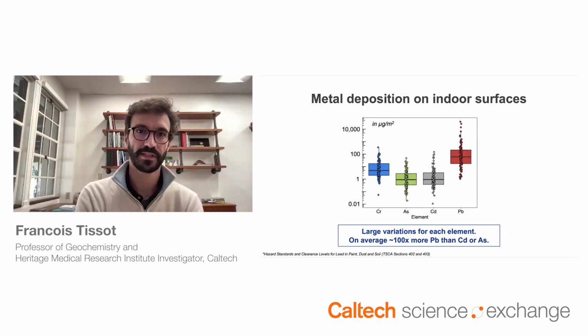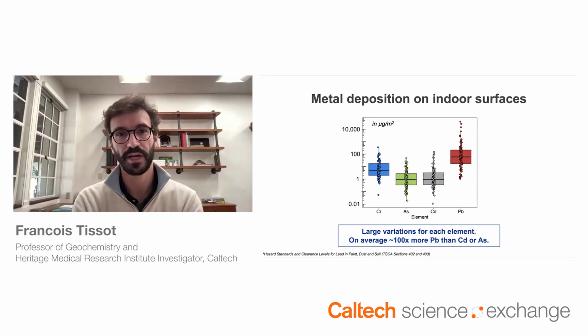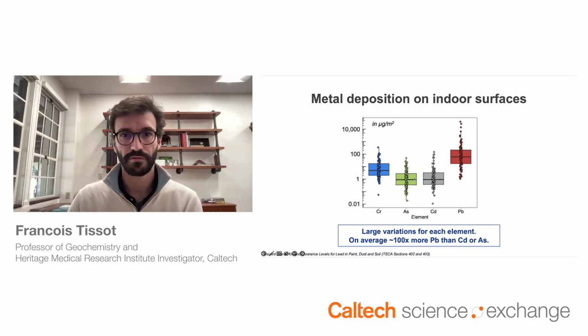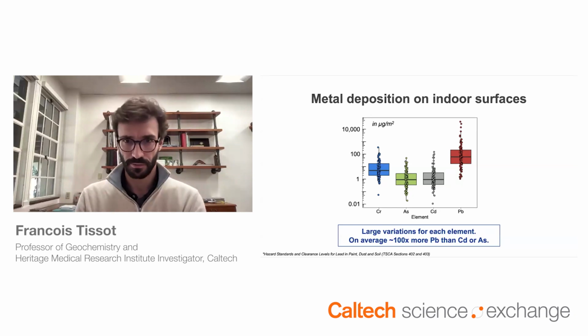Now, if we look at actual quantity of elements in those samples, this is in microgram per square meter. Although the cadmium and the arsenic were elevated compared to the soil, the levels remain very low. This is only 1 microgram per square meter. This is a very low value. Chromium is at about 5 to 10 microgram. The one element that really stands out is lead, which is clearly enriched at hundreds to thousands of microgram per square meter. So the one we have to worry about is definitely lead.